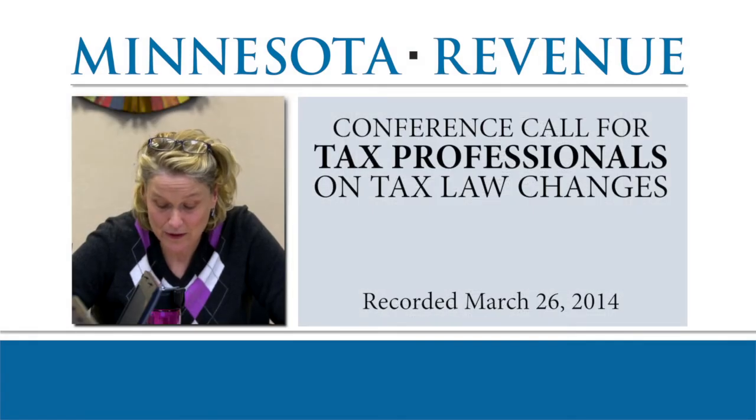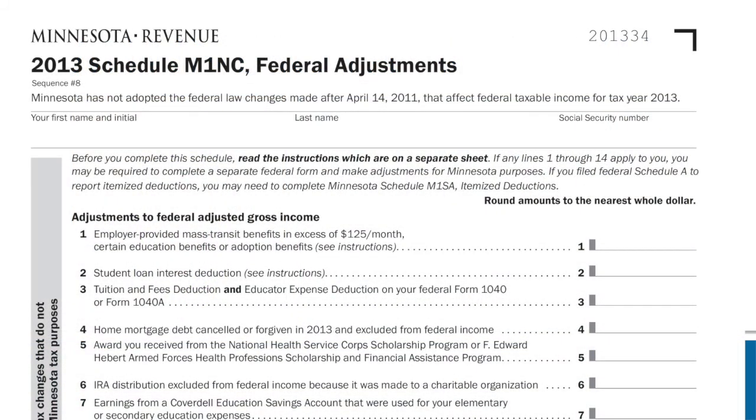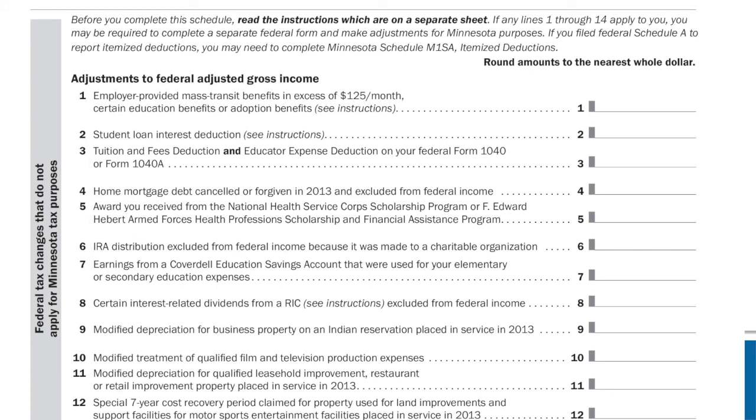When we were using Schedule M1NC, all of the adjustments from the M1NC were included on line 5, which was the additional non-taxable income. Even though Schedule M1NC is now obsolete, there are items of income that were reported on Schedule M1NC that must still be included in household income when calculating these credits. They include the employer-provided adoption, education, and mass transit benefits, the home mortgage debt forgiveness, the awards from the National Health Service Corps Scholarship Program, and the F. Edward Hebert Armed Forces Health Professions Scholarship and financial assistance program.